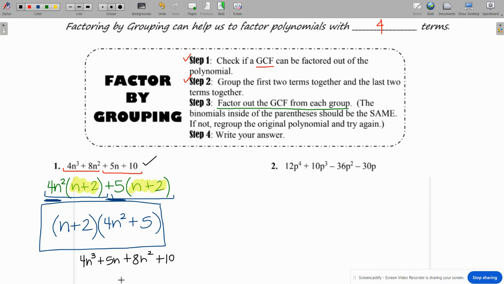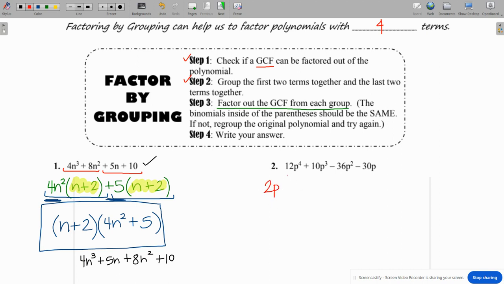So let's try one more. Number 2, again, our first step is to look for a GCF. Out of 12p to the fourth plus 10p cubed minus 36p squared minus 30p, I can see that there is a GCF for all four of these terms, and it's going to be 2p.